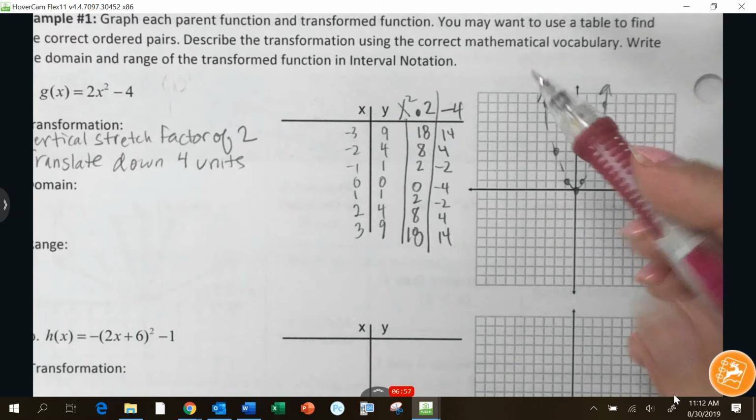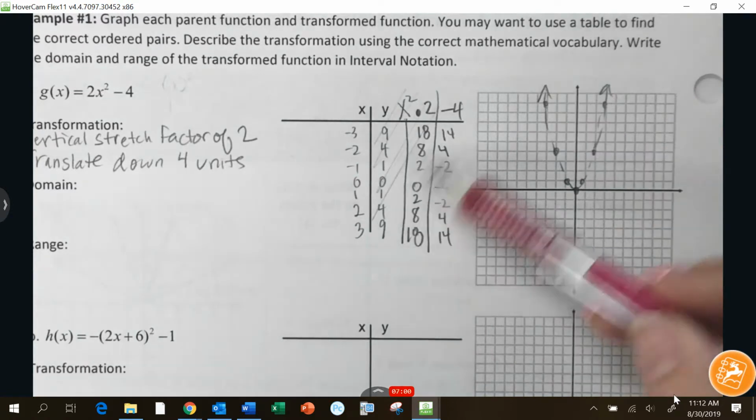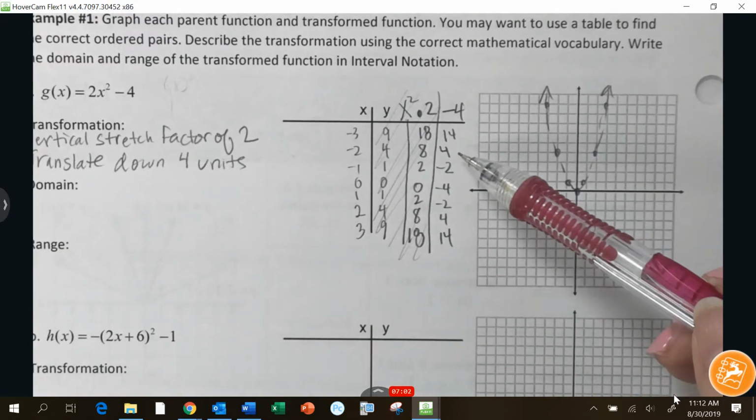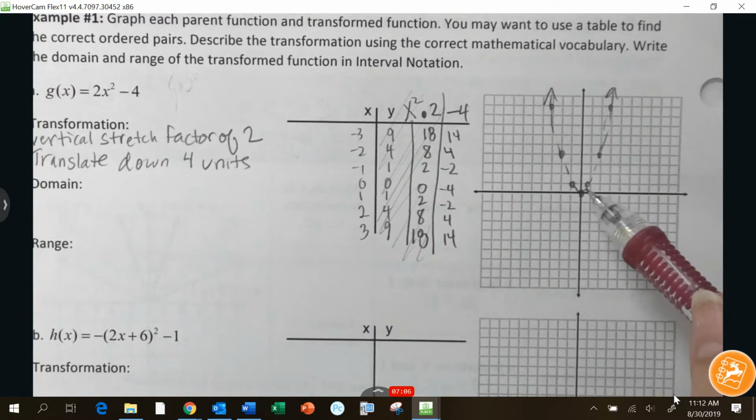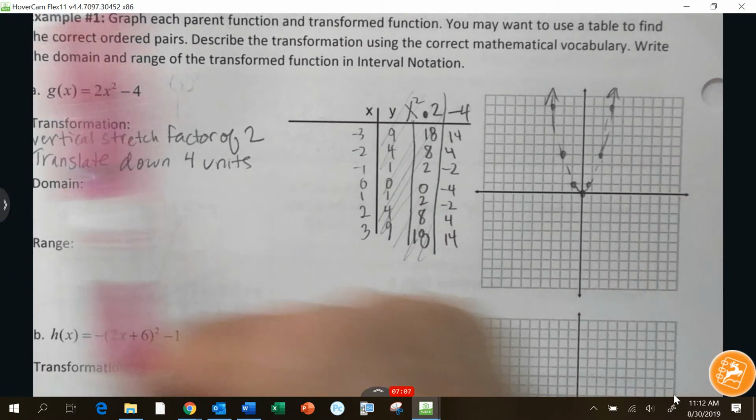Then when I go to graph it, I do not need the first 2 y's, I just need the very last one, and I need my x's. Negative 3, 1, 4 doesn't really fit. Negative 2, 4, here I'll do it in a different color though.